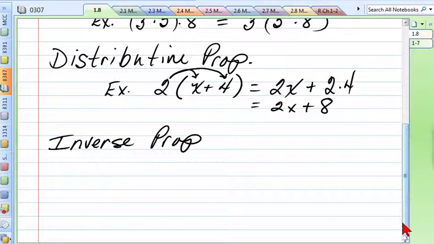Okay, let's see if we can explain it. Okay, the inverse property. What do you think of when you hear the word inverse?